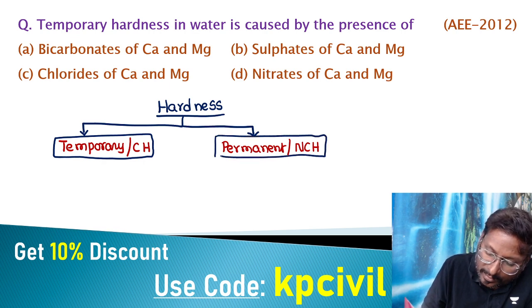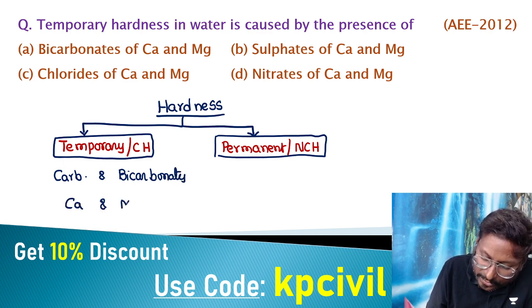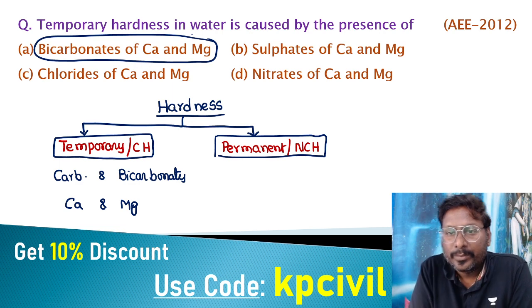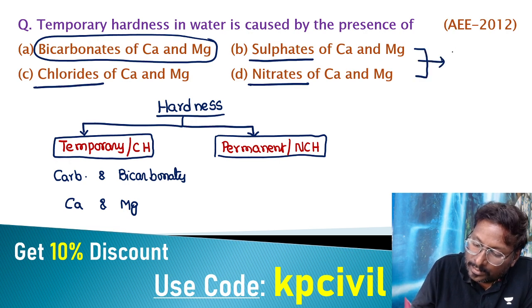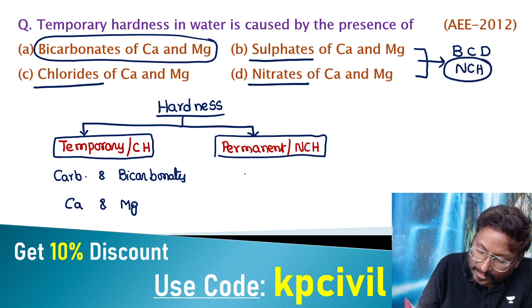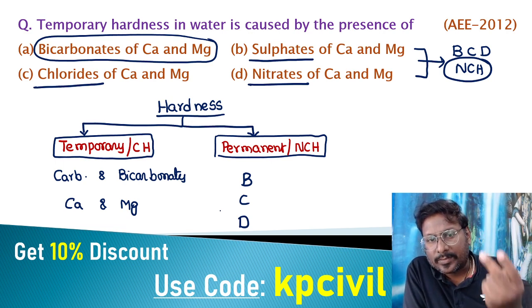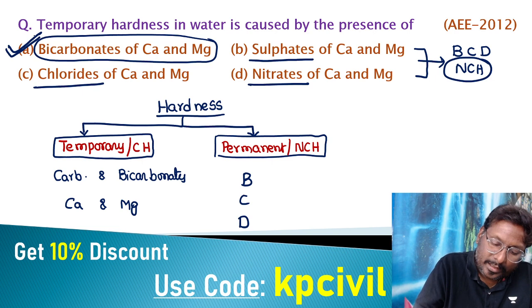When carbonates and bicarbonates of calcium and magnesium, that causes temporary hardness. Remaining all sulfates, chlorides, nitrates of calcium, magnesium, B, C, D, that cause non-carbonate hardness. All the three options given, B, C, D: sulfates of calcium, magnesium, chlorides of calcium, magnesium, nitrates of calcium, magnesium. That will cause permanent hardness, non-carbonate hardness.